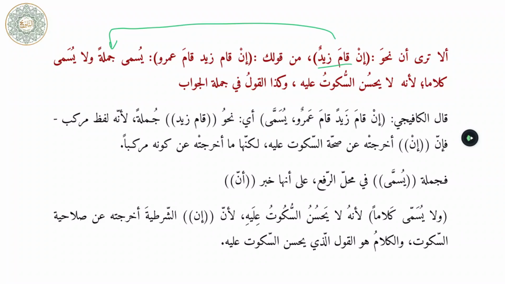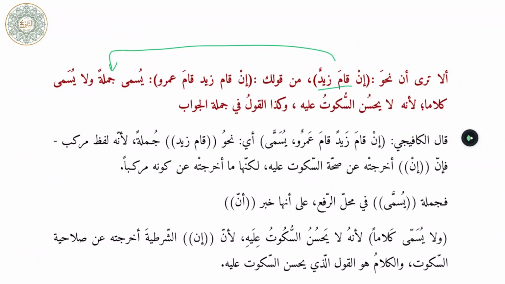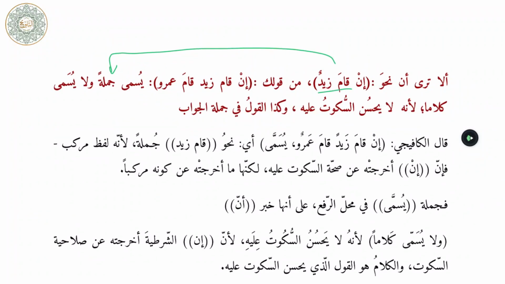والكلام هو القول الذي يحسن السكوت عليه. And kalam is that statement upon which silence is appropriate. And qama Zayd, from in qama Zayd, silence is not appropriate upon that. I've explained this. It's very simple. Just you might not have this insertion of in certain nusakh, and that would make more sense because we're not talking about in qama Zayd. We're simply talking about qama Zayd alone.